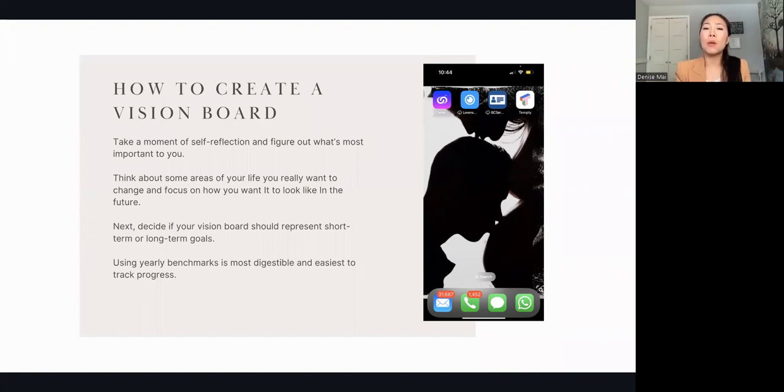So think about what area of your life you want to change now and focus on what you want it to look like in the future. Remember, what it is now doesn't mean it's going to create your future. Next, decide if your vision board should represent either short-term or long-term goals. It could have both. You could have a 6-month goal, a 1-year goal, a 3-year goal. Whatever it is that you want, just put it up on your board. And I promise you, it's going to happen. You can have everything you want in your life, but it cannot all happen at one time. Remember, everything is all about timing.